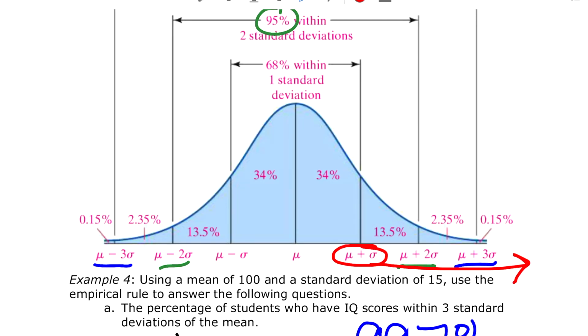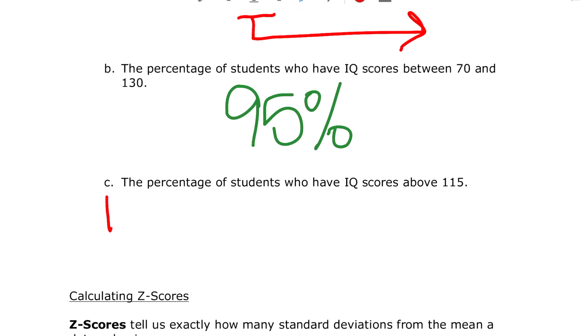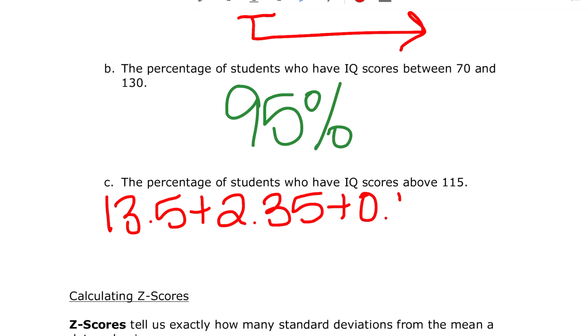Notice I have these percentages inside the curve: 13.5, 2.35, and 0.15. These represent the percent of scores between the standard deviations. So to find the answer, I'm going to take 13.5 plus 2.35 plus 0.15, and that will tell me overall what percent of students have an IQ score above the 115 that I'm interested in. So I'm going to come back down here, and we have 13.5 plus 2.35 plus 0.15, and that equals 16%.